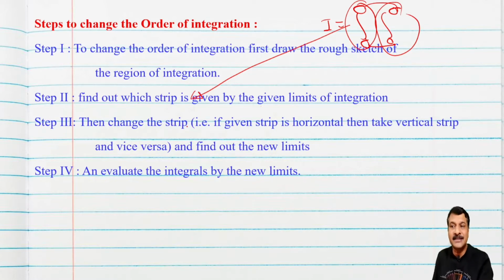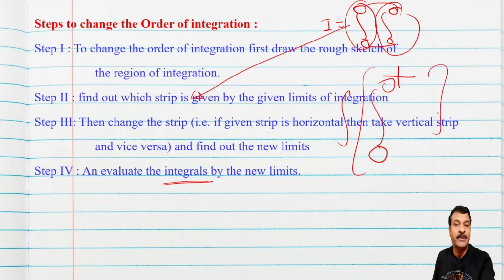Then change that strip. It means that if a vertical strip is given, change that strip in that region and take a horizontal one. If the given strip is horizontal, then take a vertical strip, and vice versa. And by that new strip, you evaluate the integral. By that strip you decide the limits, and then the evaluation will be very easy as compared to this one. So let's consider an example on it.